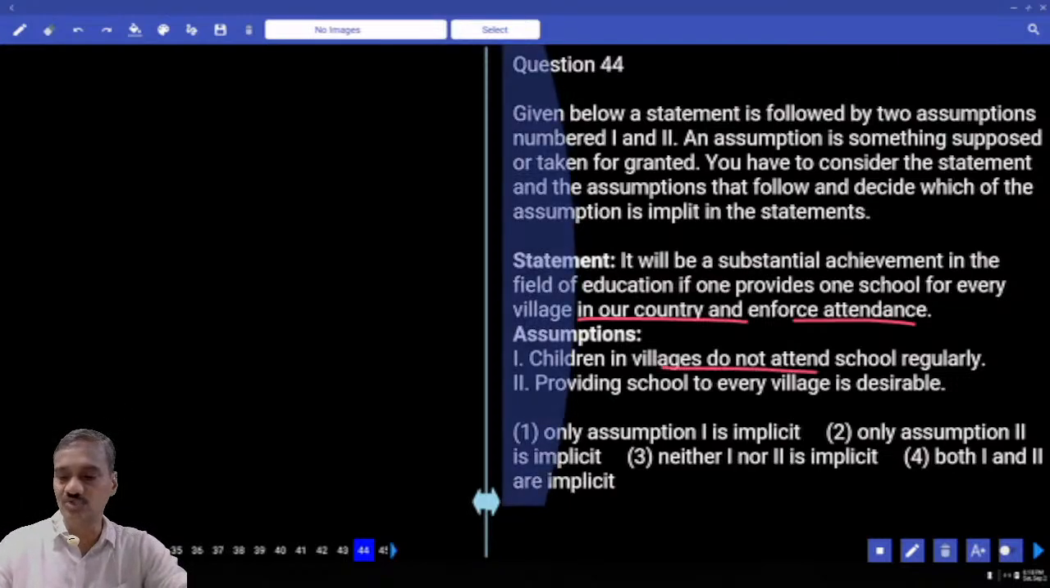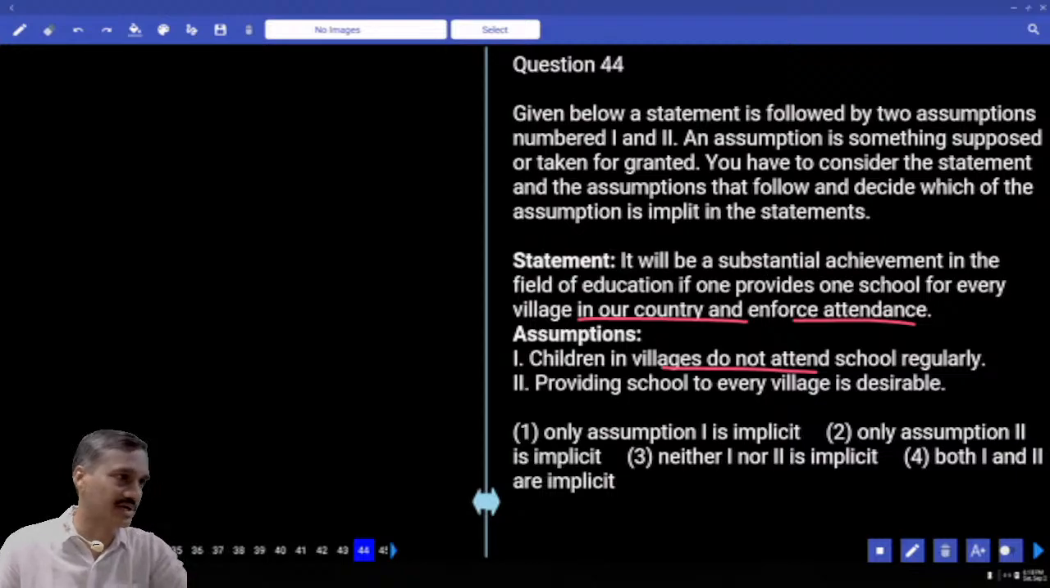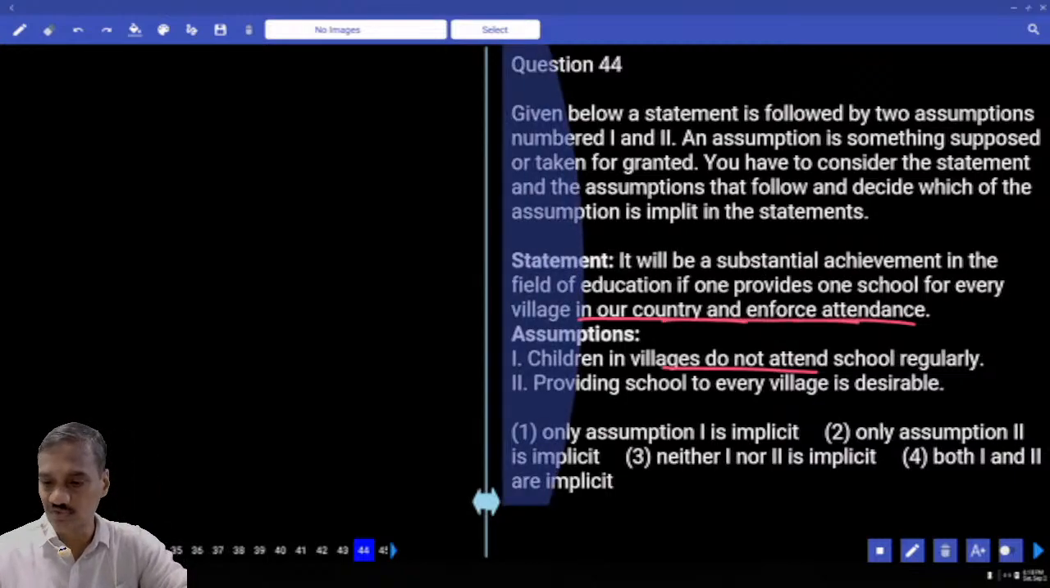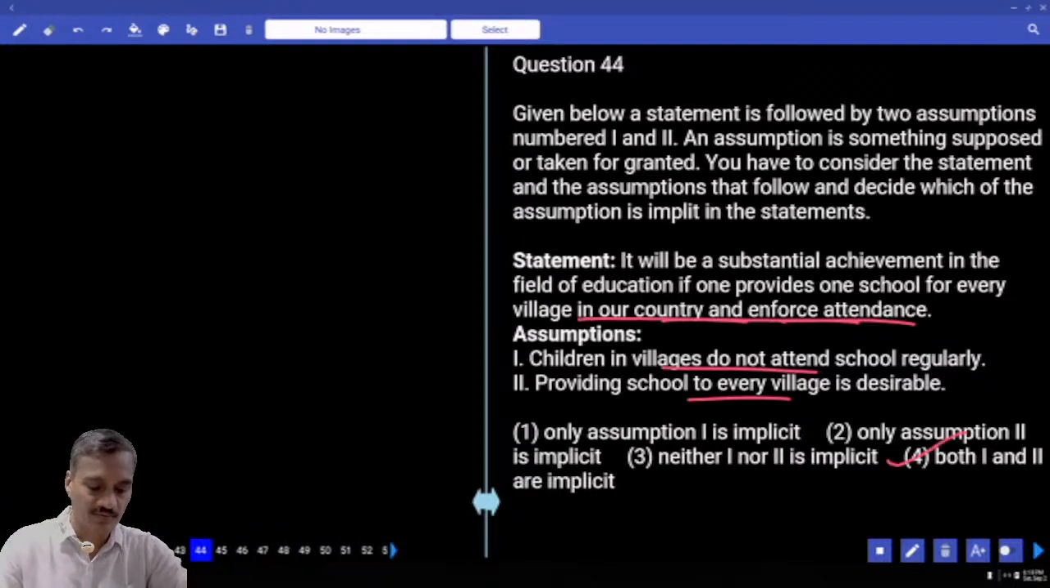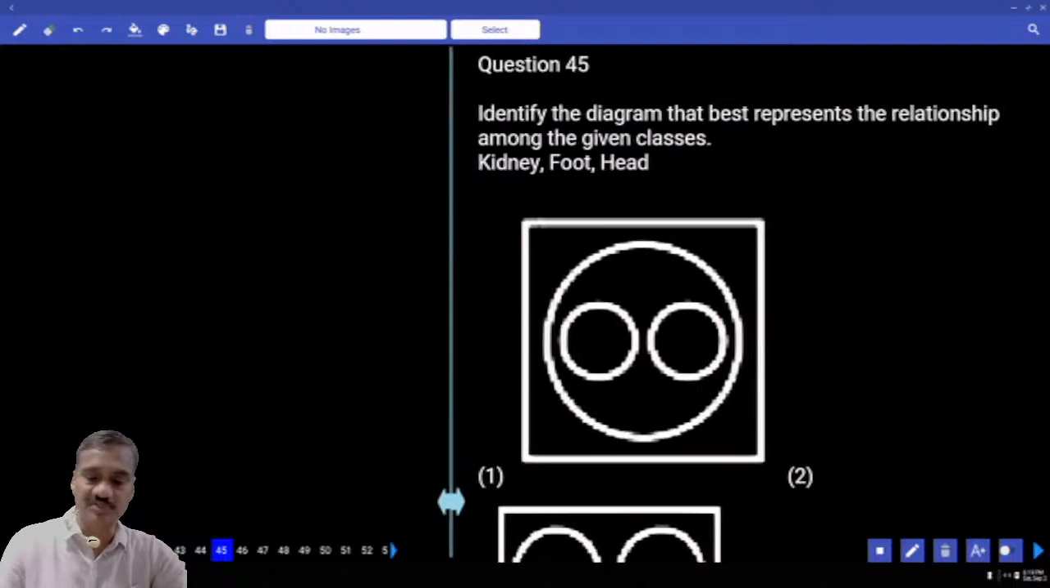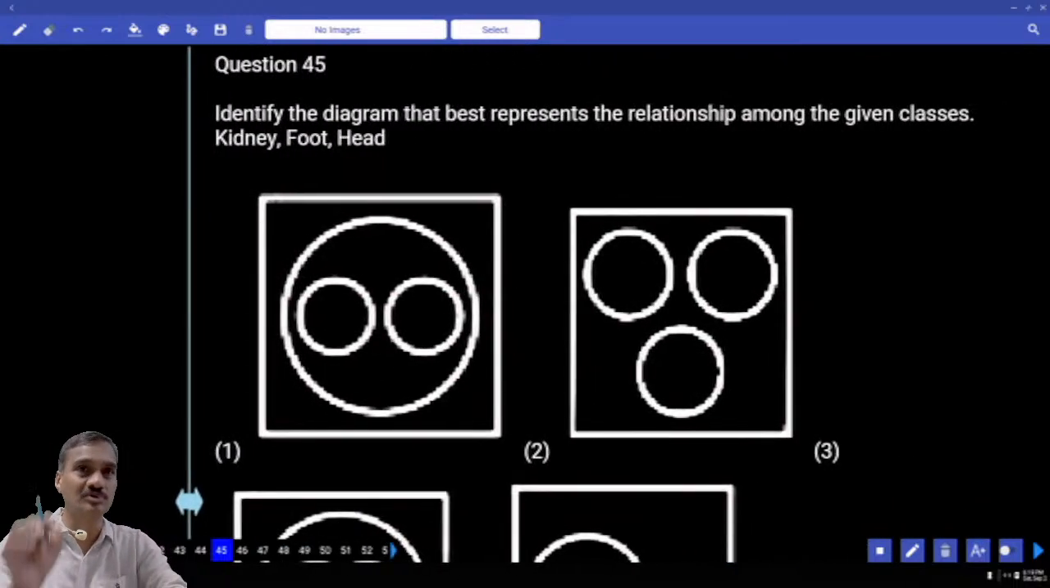Then children in villages do not attend school regularly. That is the reason he is asking to enforce this attendance regularly. Providing school is desirable or not? And that is the reason he is asking to follow this. Hence what is your answer? Both 1 and 2, choice 4. And according to this person, he believes that it is desirable to have one school for every village.